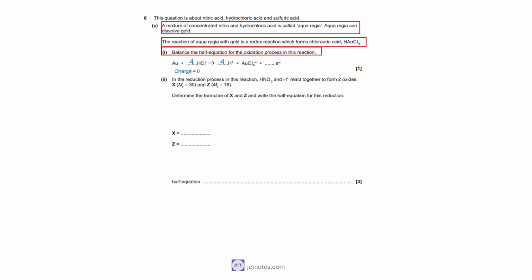Finally, we balance the charges. The left-hand side has an overall charge of 0. On the right-hand side, the 4 hydrogen ions contribute a total charge of +4 and the tetrachloroaurate ion has a charge of -1. This gives an overall charge of +3 on the right-hand side. To balance the charge, we add 3 electrons to the right-hand side. The equation is now fully balanced for both atoms and charge.